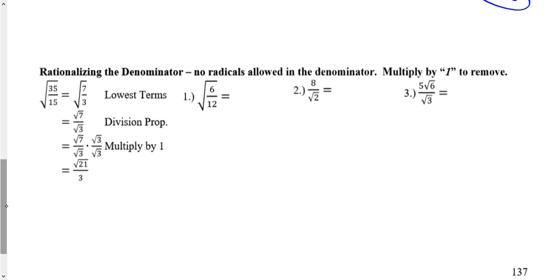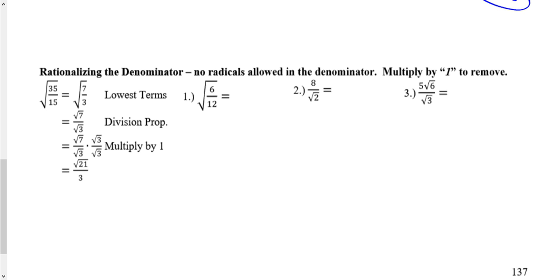Right? Because the square root of a non-perfect square is irrational, right? That goes on and on without repeating. Well, here's how it looks. So let's say I have the square root of 35 over 15, right?